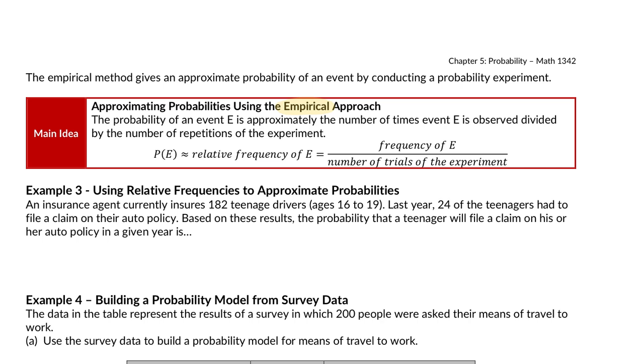The empirical method gives us an approximate probability of an event by conducting the probability experiment. So we're actually going to do the experiment, and we're going to see the probability is approximately the number of times event E is observed divided by the number of repetitions of the experiment. So this is what happened in that first graph on the very first page with the heads and tails experiment.